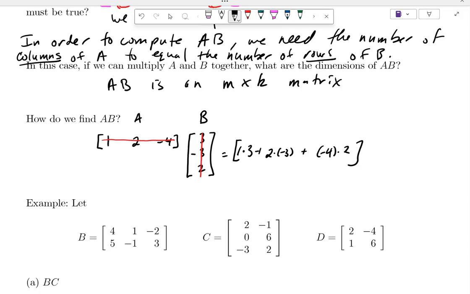So when you multiply A times B, you're always going to match a row with a column and do this product-sum thing. Multiply, add, multiply, add, multiply until you're out of entries. That's how we create each entry. Okay, so let's do a bigger example.